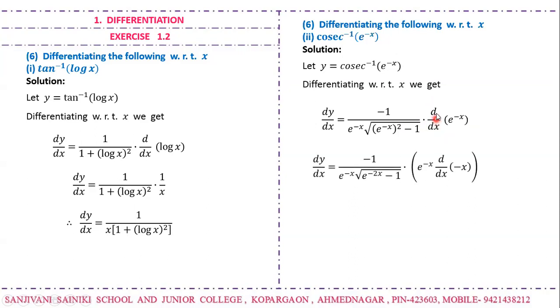Simplify it. Now derivative of e raised to f of x is e raised to f of x into f dash of x. So f dash of x means derivative of minus x is minus 1. So this minus 1 and that minus 1 cancel each other, and the sign becomes plus, and this e raised to minus x and that e raised to minus x cancel again, and what you get is 1 upon square root of e raised to minus 2x minus 1.